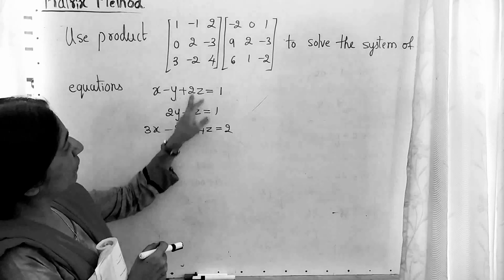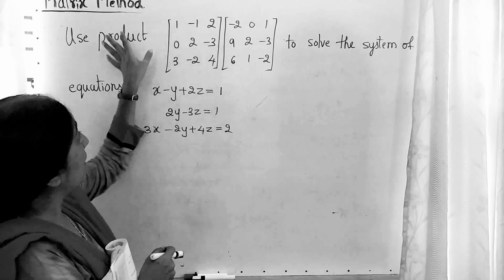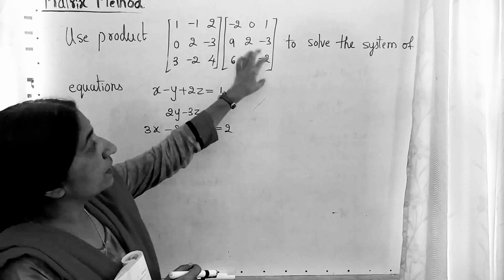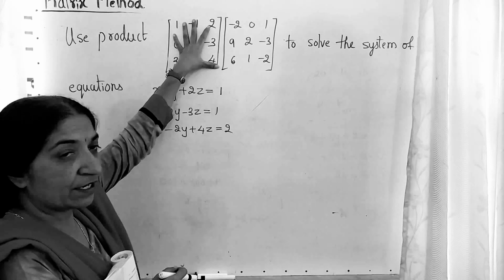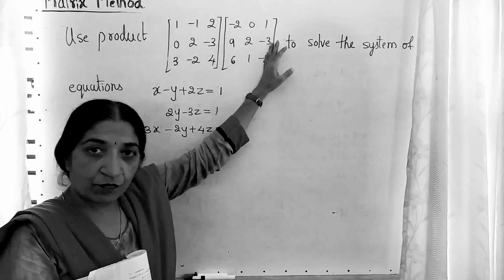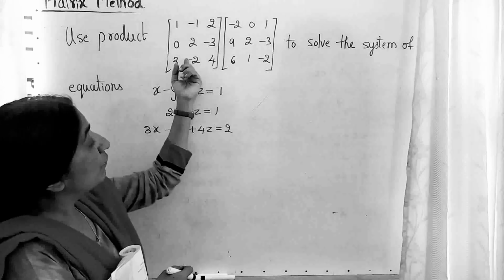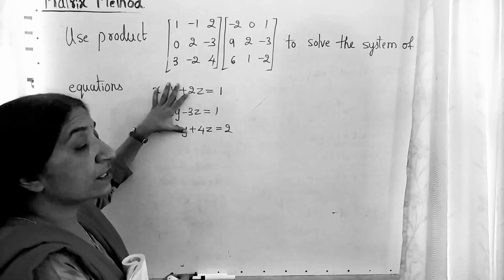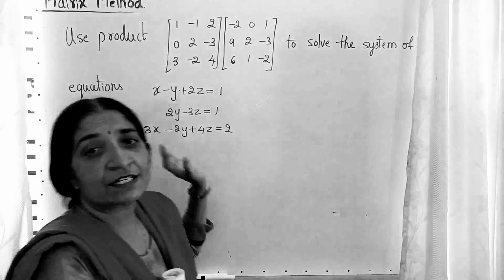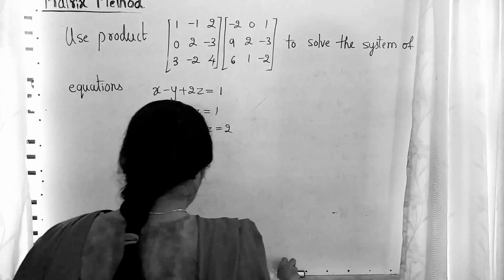See, these coefficients are given here and another matrix is given. They are telling use the product of these two. That means these equations' coefficients are already here and one more matrix is given for you. They are telling find the product. By finding the product, solve these equations. See, it is a very interesting concept. I will explain each and everything step by step.